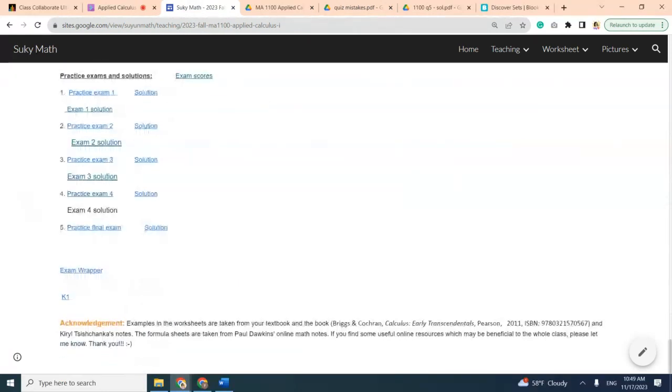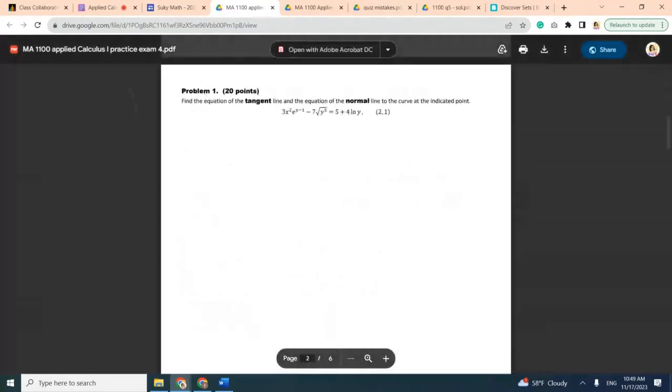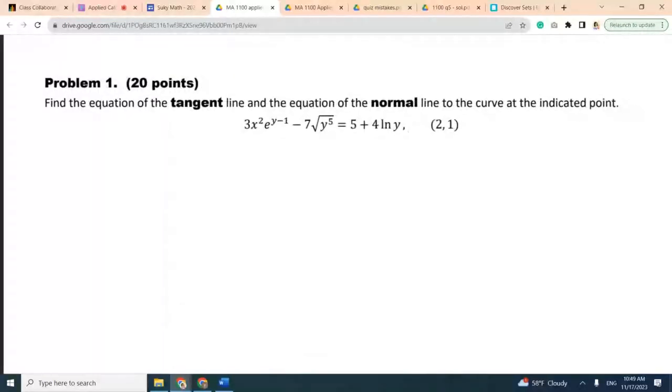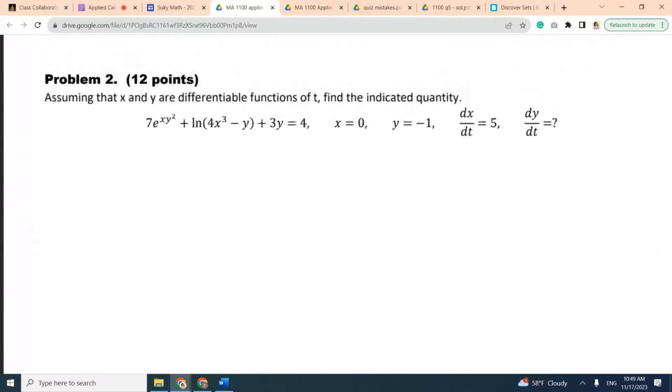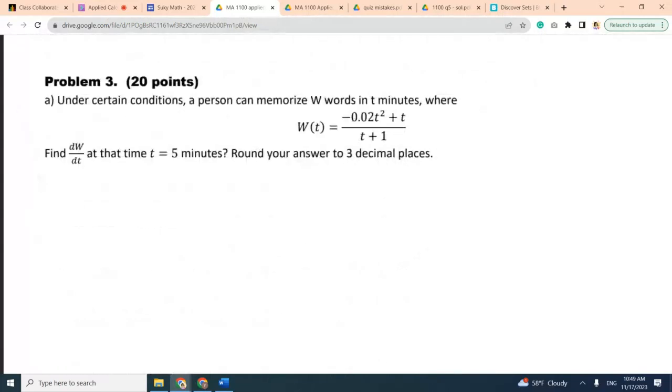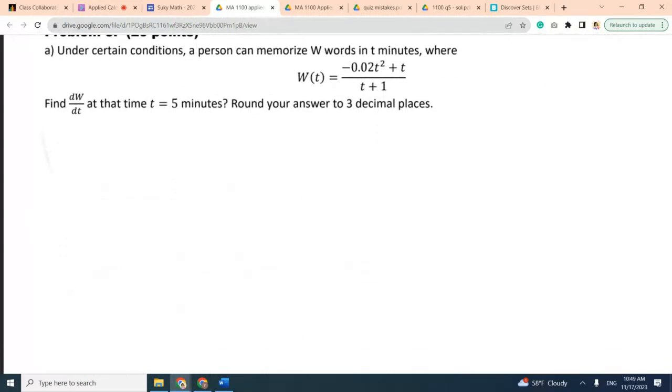Let's also go through the practice exam. Practice exam 4. What types of problems are on it? This one, implicit differentiation: find the tangent line and the normal line. This one, also implicit differentiation, but you take the derivative with respect to t. And then this one, we find the derivative.